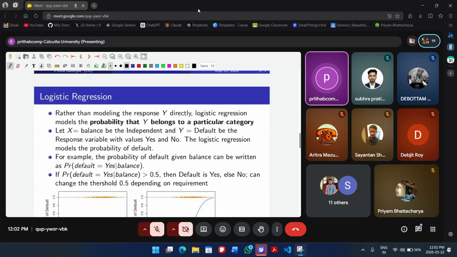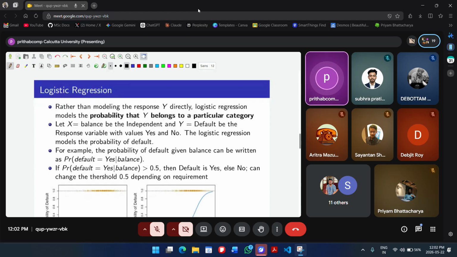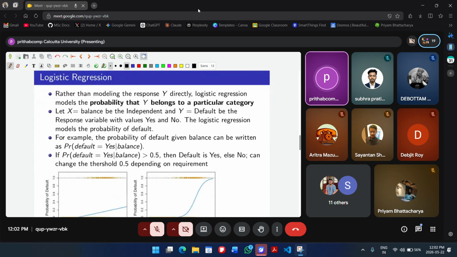Okay, so as you see in this slide, rather than modeling the response Y directly, logistic regression models the probability that Y belongs to a particular category. This is the probability I was talking about while explaining the ROC curve. It just models the probability that Y belongs to a particular category.